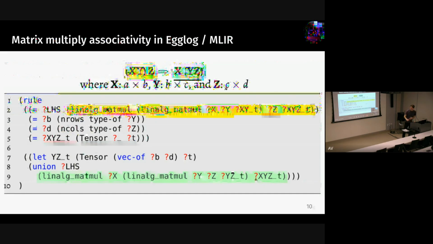But the bottom line is there's a little bit of syntax. There is some weird stuff called union. But the idea is by writing this, you're telling the compiler these two things are equivalent.